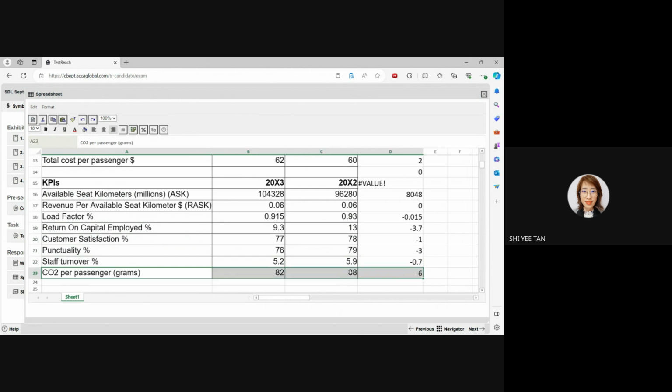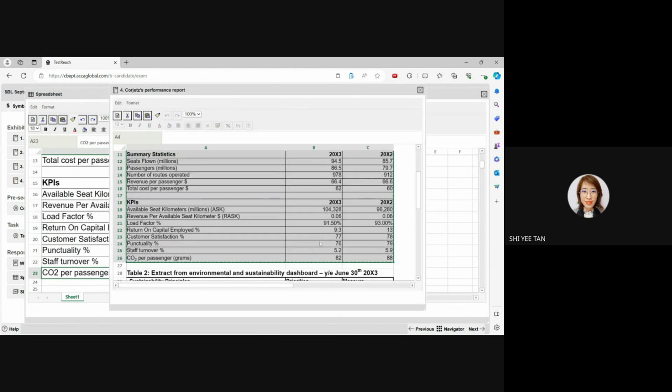This one also good. This one also reduce. This is good, in line with the sustainability effort that is done by Corjetz. Right? It will actually improve the reputation and attract more customers in future. Okay, so when we look at the performance, this is what I'm trying to tell you.